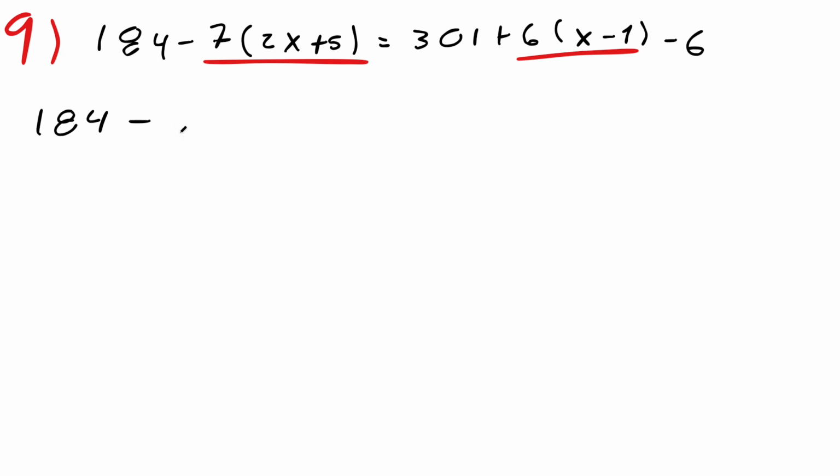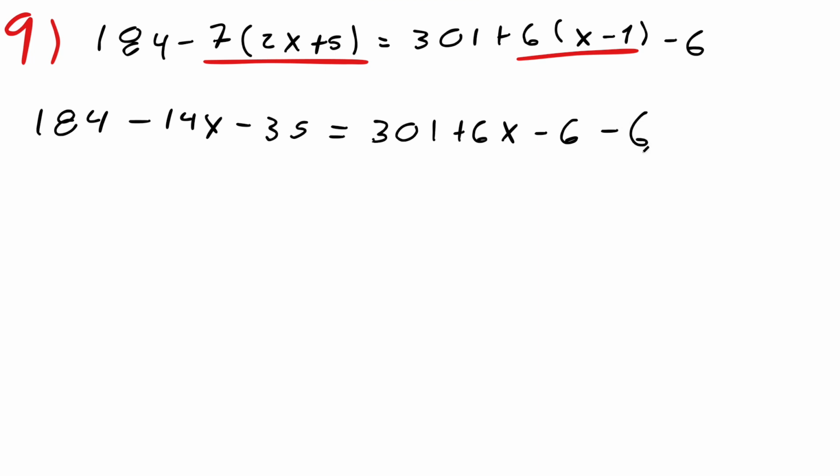184 minus 7 times 2x would be 14x. Minus 7 times 5 would be minus 35. Equal to 301, that stays the same. Plus 6 times x would be plus 6x. 6 times minus 1 would be minus 6, and then minus 6.